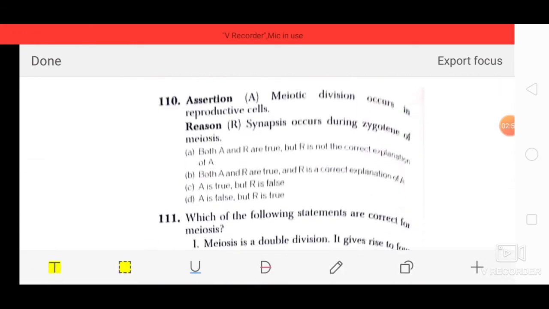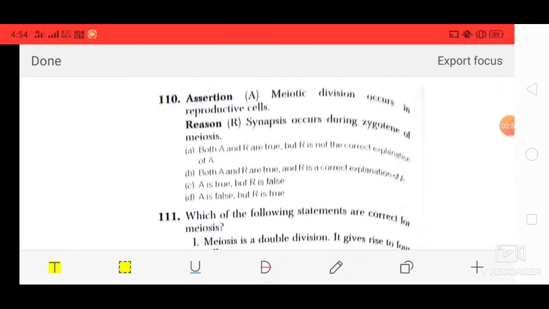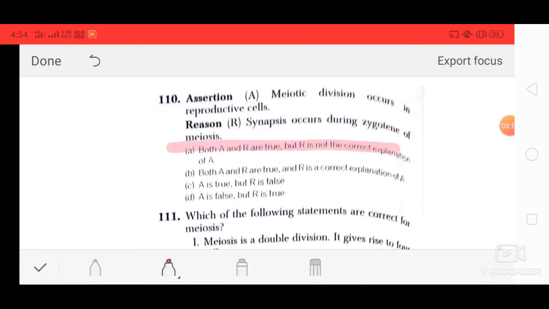Next question is assertion and reason. Assertion: meiotic division occurs in reproductive cells. Reason: synapsis occurs during zygotene of meiosis. Options are the common options, and the correct answer of this question is option A, that is both assertion and reason are true, but the reason is not the correct explanation of the assertion. So what is the correct explanation? Let's see here. Mitotic division, right? Meiotic division is a reductional division. It occurs in reproductive cells and maintains a fixed number of chromosomes in sexually reproducing organisms.